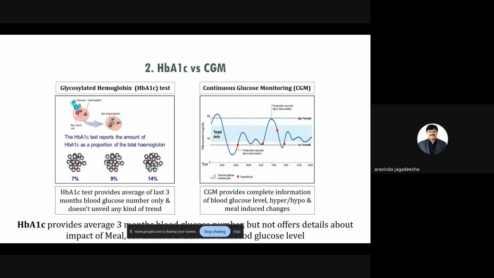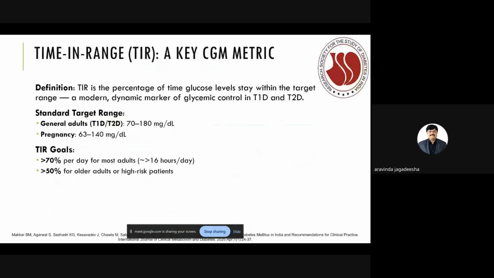So continuing that, you can see the HbA1c versus CGM. What is the difference between HbA1c and CGM? HbA1c tests the average of the last 3 months of blood glucose numbers only and doesn't unveil any type of trend. On the right hand side, you can see the CGM provides complete information of blood glucose level, hyper, hypo, and meal-induced changes. The most important aspect of CGM is the time in range, which is a key CGM metric.